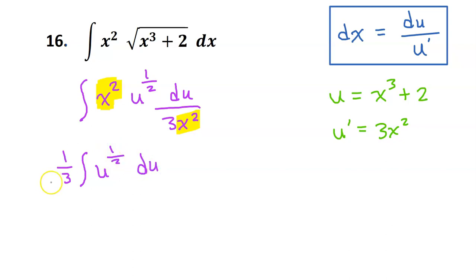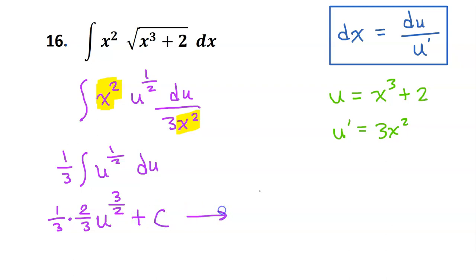This is a nice, simple problem. So let's do the power rule. Adding 1, so I'm adding 2 over 2, so that will be u to the 3/2 power. And then I divide by 3/2, so it ends up as the reciprocal 2/3. Don't forget about the 1/3 that is in the front and the constant of integration.